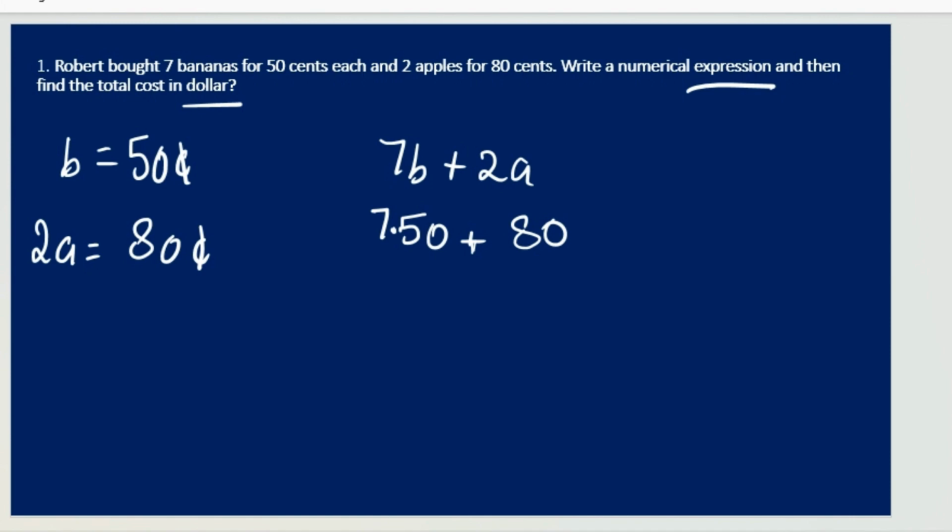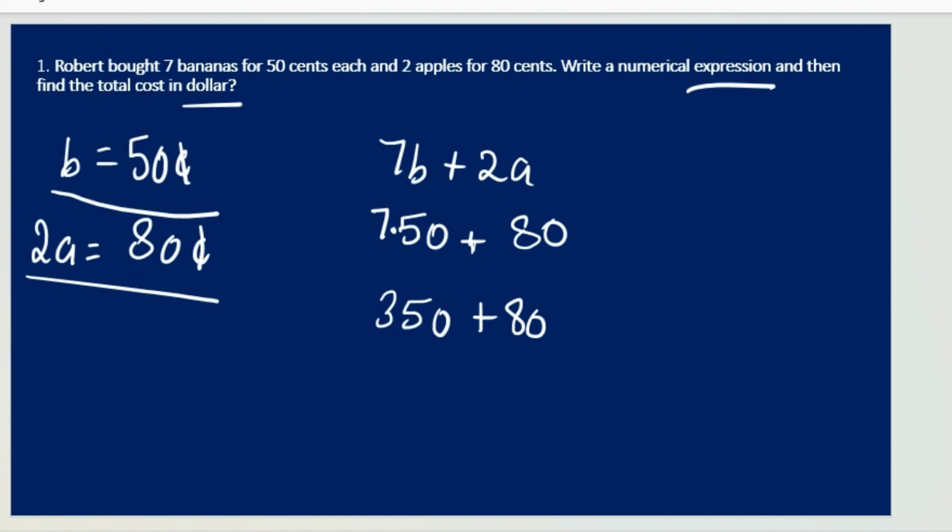Correct. So here we already wrote that B equals 50 cents. So we're just going to substitute 50 into B. And then we already know that 2A equals 80 cents over here. So now here 2A will be equal to 80 cents. So now we're going to do 350 plus 80. How did you get 350? We did 7 times 50, which gave us 350.